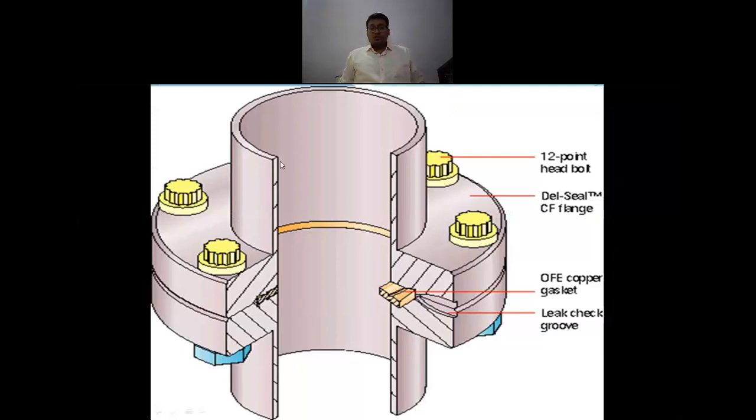Now this is the closed flange. Here you can see the gasket. In this case it's a copper gasket. Metal gaskets are also used.